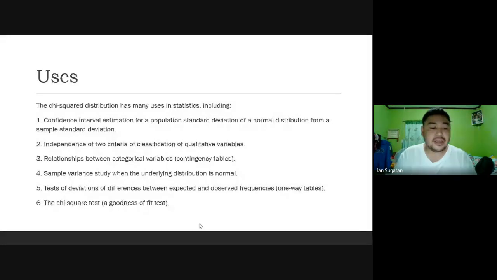And number 5 will be the test of deviations of difference between expected and observed frequencies, or the one-way tables. So the one-way table is a one-way test like in your ANOVA. So medyo anggid sa ANOVA. However, what is the most thrilling about chi-square is about ang ana nga dang pagbutang ka value within sa range and the classification within sa groups.